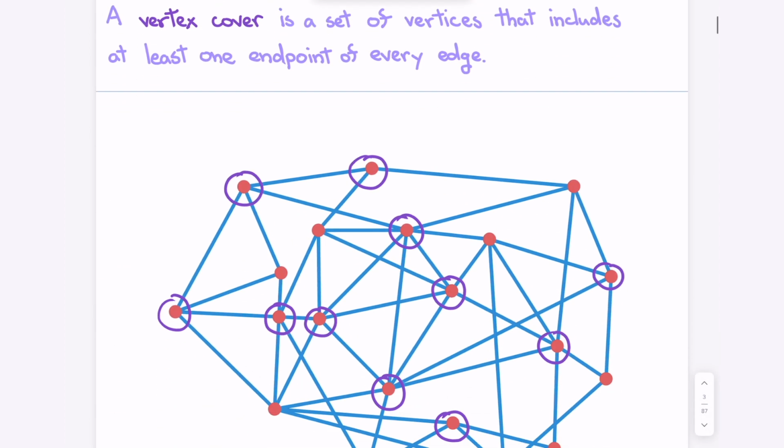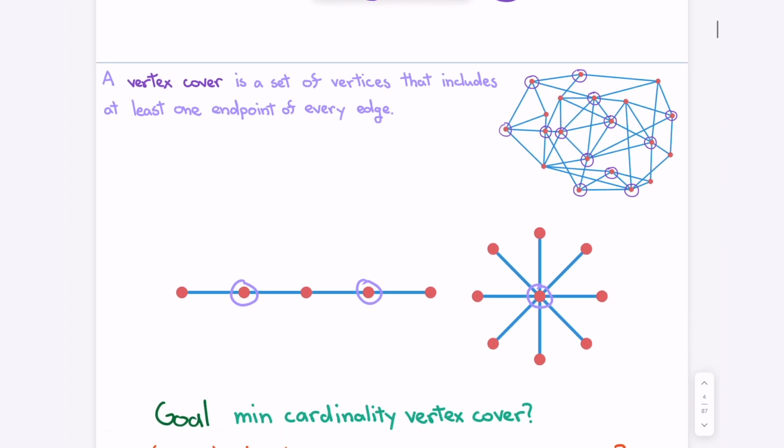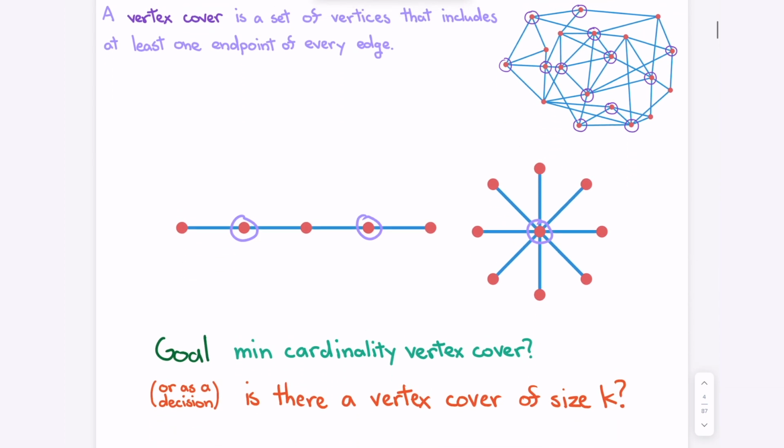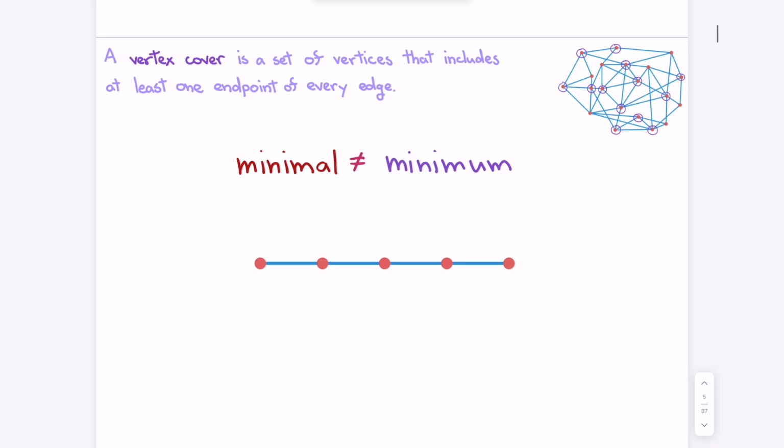Okay. What did I get? 1, 2, 3, 4, 5, 6, 7, 8, 9, 10, 11, 12, 13. Okay, so that's better than what I had. So that's great. Good job. You win. So the question is, can you get the minimum cardinality vertex cover? Or as a decision question, is there a vertex cover of size K? That's one of the two questions we'll look at today.